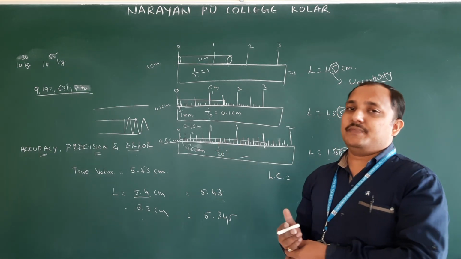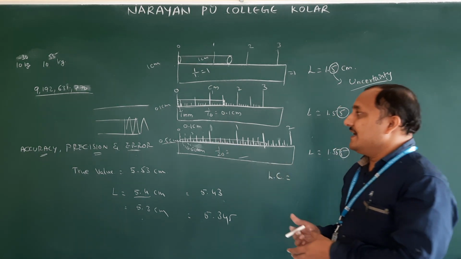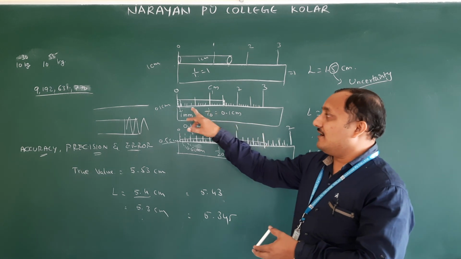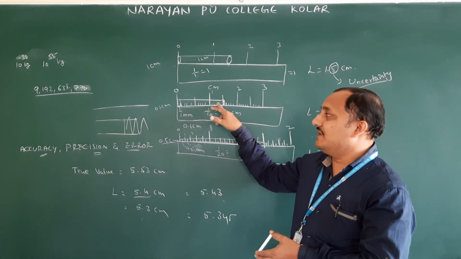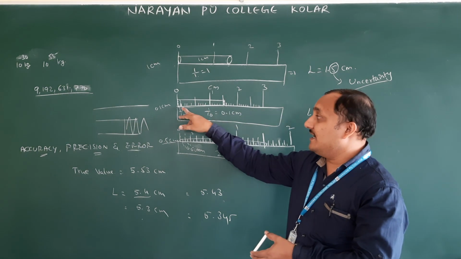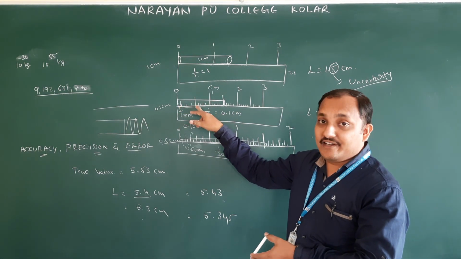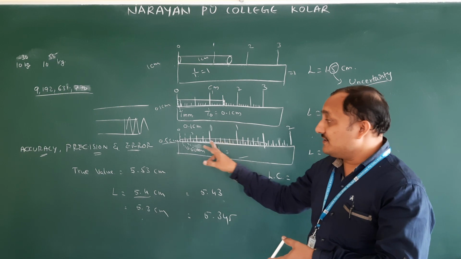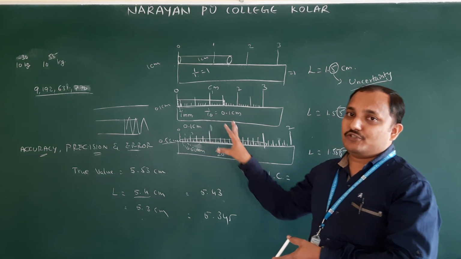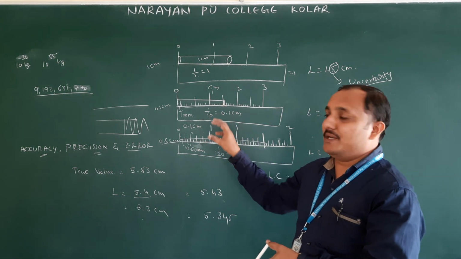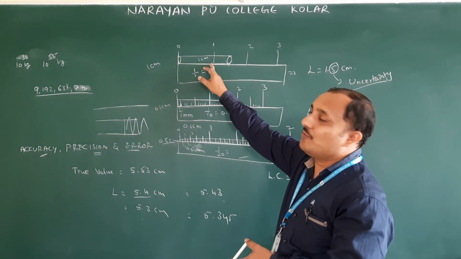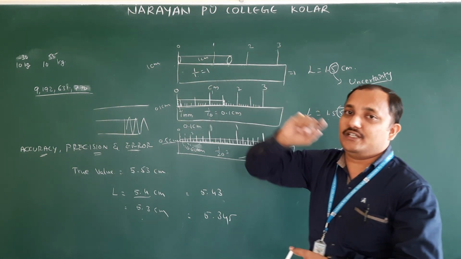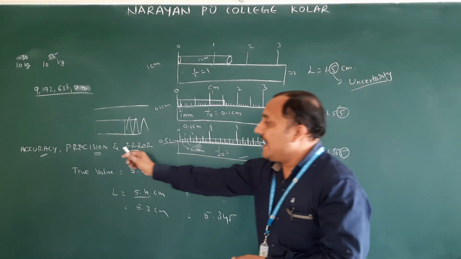Let us say the best example is the scale. You will have a scale in your compass box or geometry box. Once you look at the scale, between 0 and 1, 10 divisions are there. On another scale, between 0 and 1, 20 divisions are there. Once you check, you will find the minimum value: here 1 by 20, here 1 by 10, and here only 1, because between 0 and 1 only one division is there. That is nothing but precision.